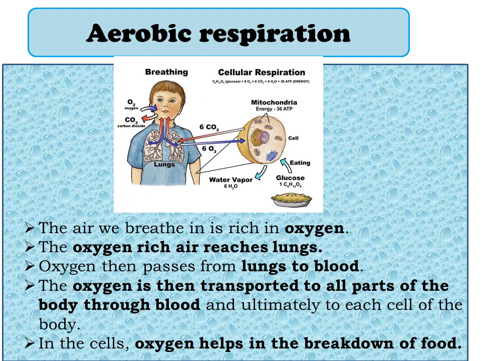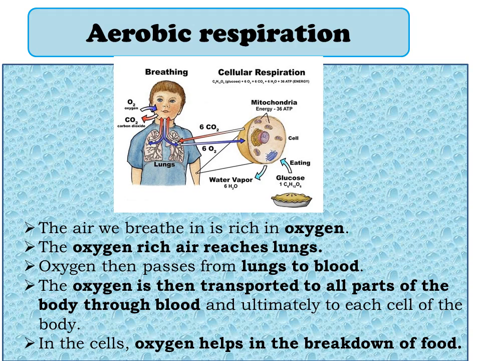Now you will see in the picture of aerobic respiration how this mechanism takes place. The air we breathe in is rich in oxygen, that we already know, and the oxygen-rich air reaches the lungs. Oxygen then passes from the lungs to the blood, and the oxygen is then transported to all parts of the body through blood and ultimately to each cell of the body. In the cells, oxygen helps in the breakdown of food.